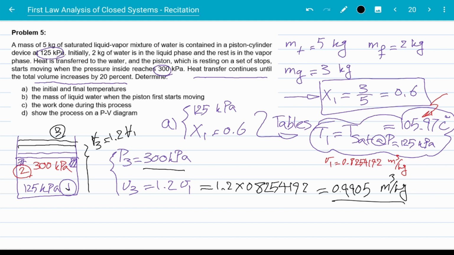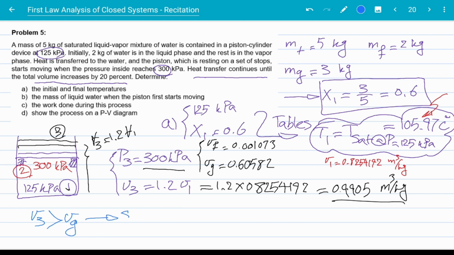We need to use them to see where we are on that dome. So I'm going to check the tables for the pressure of 300 kilopascals and read the specific volume of saturated liquid and the specific volume of saturated vapor. For the pressure of 300 kilopascals, the saturated liquid specific volume is 0.001073, and the saturated vapor is 0.60582. I see that the specific volume at state 3 is larger than the saturated vapor at the pressure of 300 kilopascals. So this means that we are dealing with a superheated state. I'm going to show it at the end of the problem.